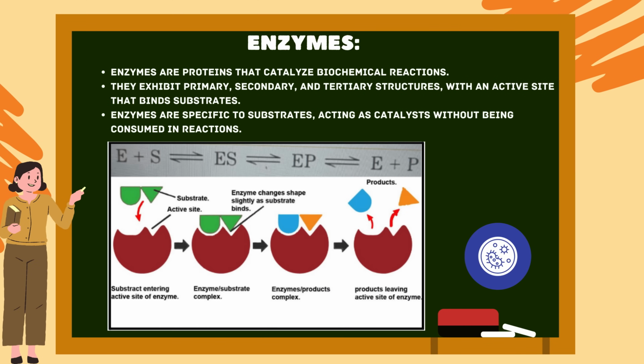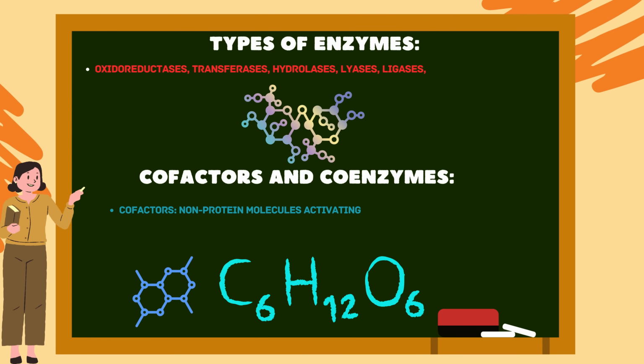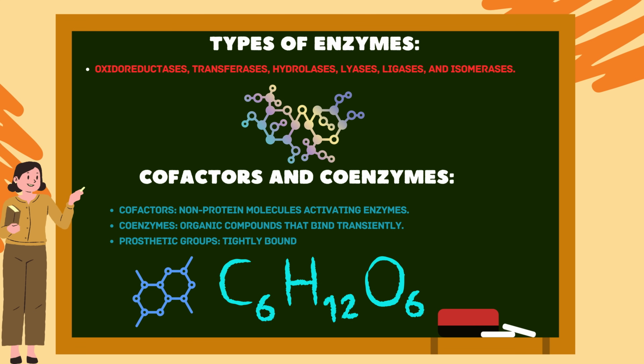What are enzymes? Enzymes are proteins that catalyze biochemical reactions. They exhibit primary, secondary, and tertiary structures with an active site that binds substrates. Enzymes are specific to substrates, acting as catalysts without being consumed in reactions. Types of enzymes: oxidoreductases, transferases, hydrolases, lyases, ligases, and isomerases.